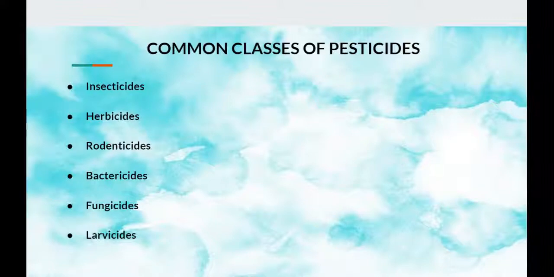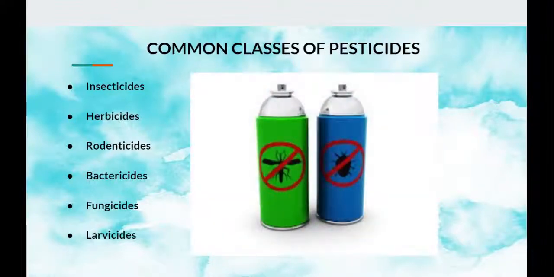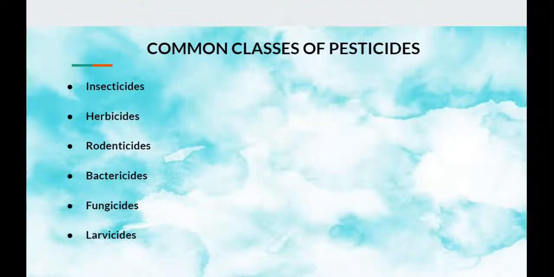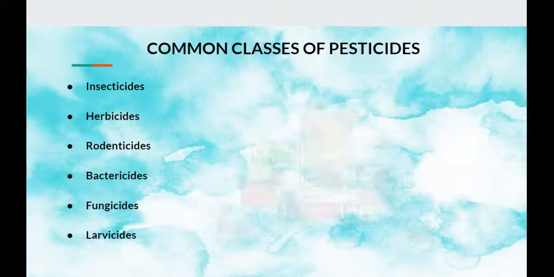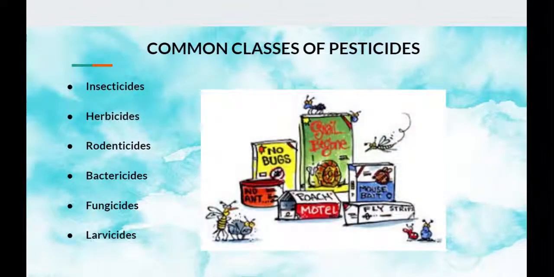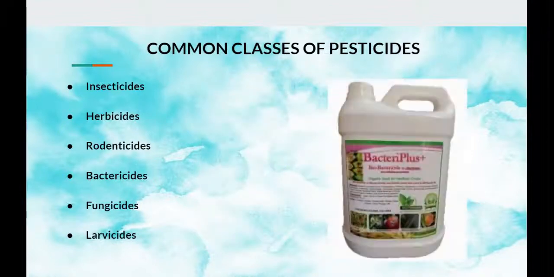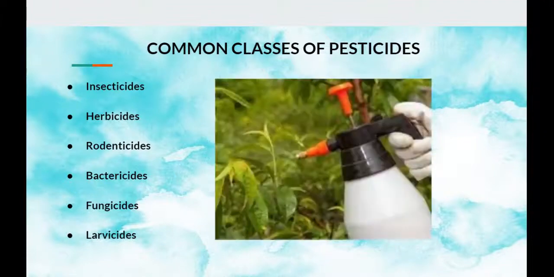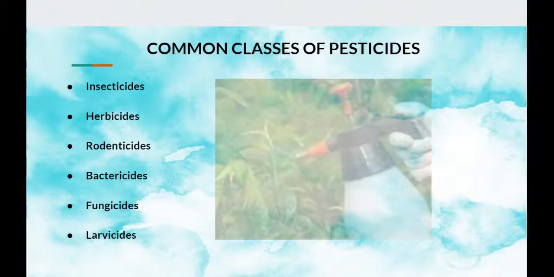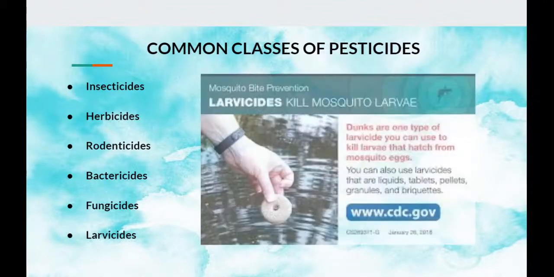Some common types of pesticides are insecticides, which kills or repels insects, ticks, mites. Herbicides, rodenticides for rodents like rats and mice. Bactericides, fungicides, and larvicides.